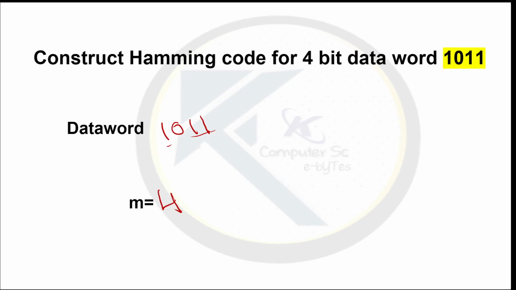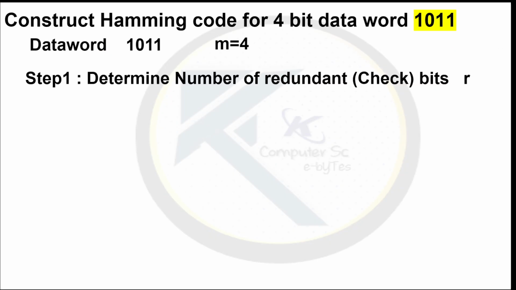What do we have to do? We have to construct a Hamming code for a 4-bit data word so that we can detect errors on the receiver side. Now we know that these are the data bits, but we have to add some redundant or parity bits, also called check bits, and that is basically R. So how many bits should be added?